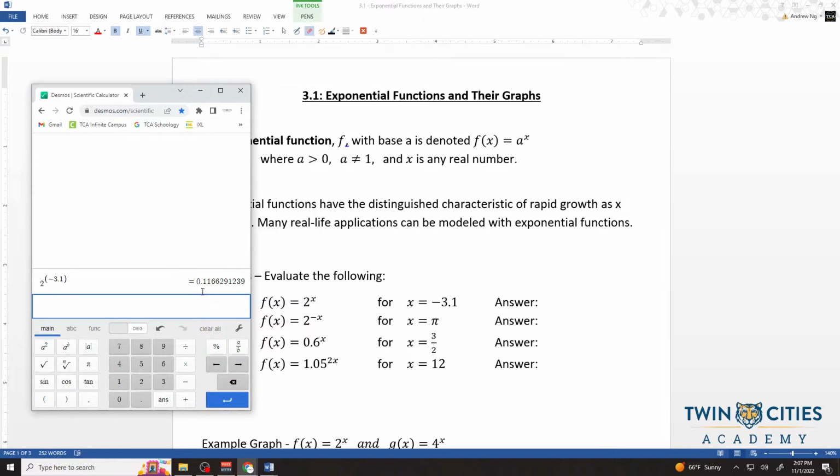So this first one is 0.1166. The second one, 2 to the negative x, I'm just going to do 2 to the negative, and then instead of x, we're going to replace that with pi. So for that one, that's a 0.1133. For the third one, 0.6 to the power of x. So 0.6 to the power of, and then instead of x, we're going to replace that with 3 over 2. That's 0.4647. And the last one, 1.05 to the power of 2 times, and then instead of x, we're going to replace that with 12. Is 3.225. All right, let me write these down.